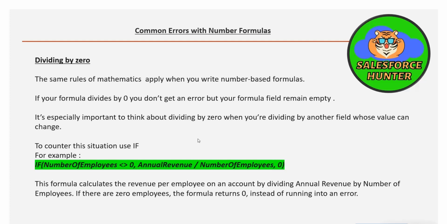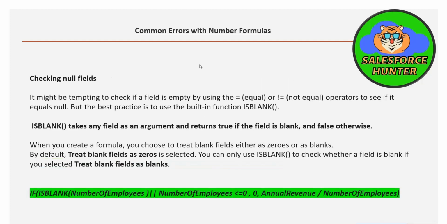So now let's check another issue, which is of a blank field or a null value. It might be tempting to check a null field by using the field name equal to null or not equal to null. You can't do that because this functionality doesn't work in Salesforce. So the best practice in Salesforce is using isBlank, which checks whether the field is blank or not. You could also use a function called isNull, but isBlank is preferred.